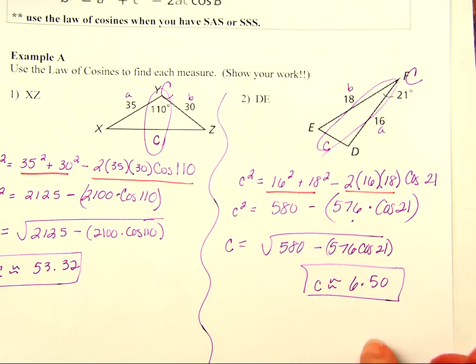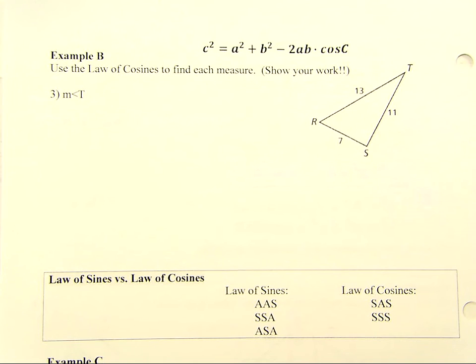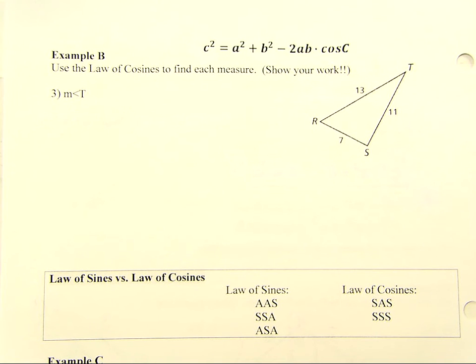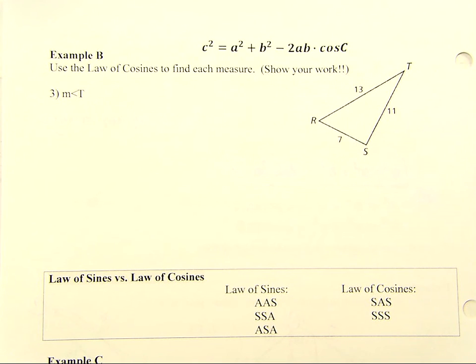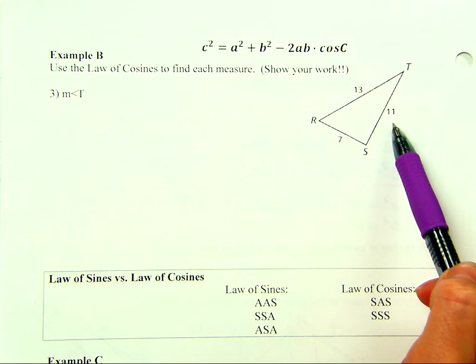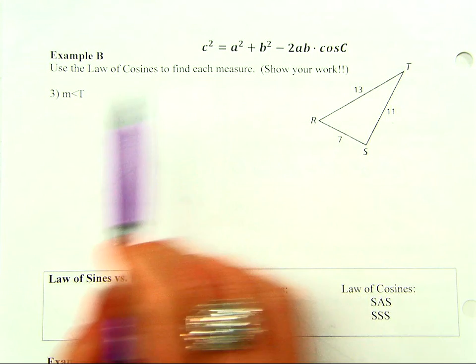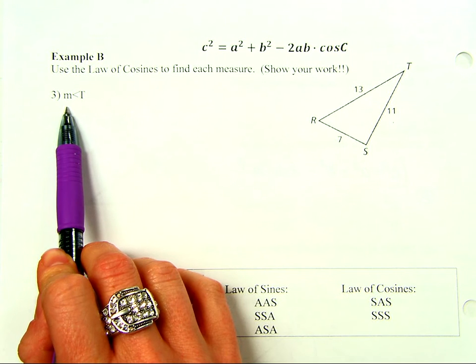We can also use the law of cosines to calculate and find the angle measure. We're going to kind of approach it in the same way. You'll notice here, though, that I have all three sides of my triangle. I know the three side lengths, but I'm looking for the measure of angle T. Okay, measure of angle T is what we're looking for.